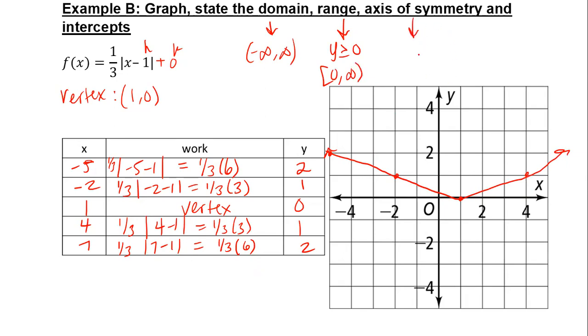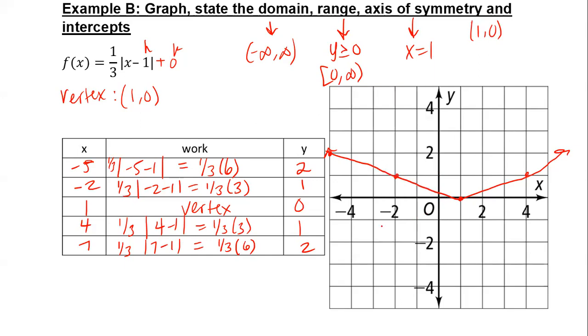Our axis of symmetry is going to be at x equals 1. And our intercepts, we only have an x-intercept that we can clearly see. So we are at 1, 0, but there is a y-intercept. In order for us to find that y-intercept, we're going to find the value of 0.